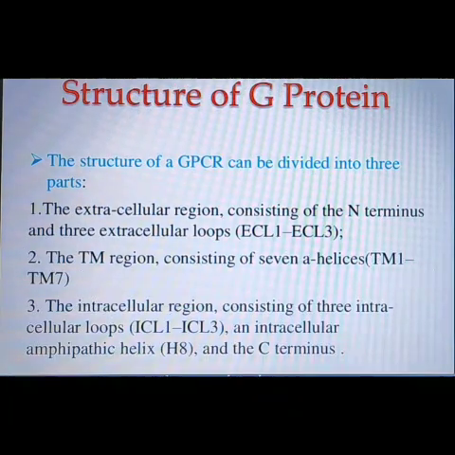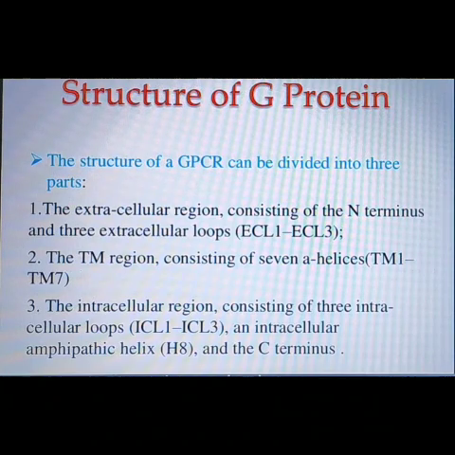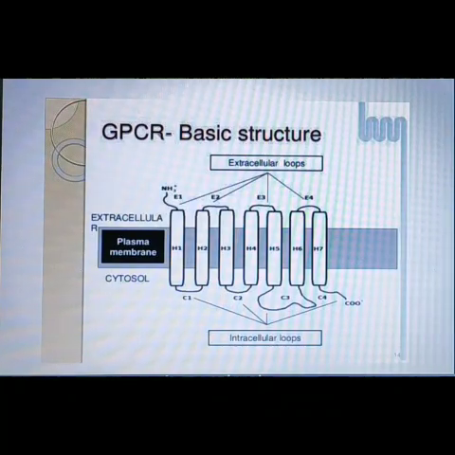The second is the TM region. In this region, the 7 helices, TM1, TM2 through TM7, constitute the TM region. The third is the intracellular region. It consists of the 3 intracellular loops, ICL1, ICL2 and ICL3, an intracellular amphipathic helix, H8, and the C terminus. This is the basic structure of a GPCR.